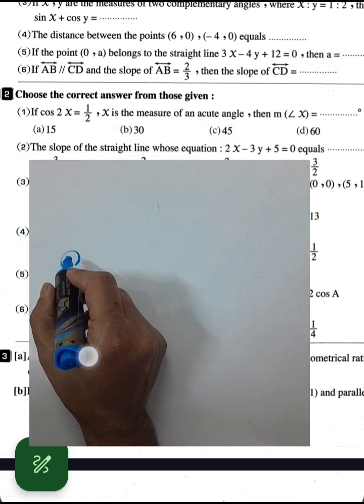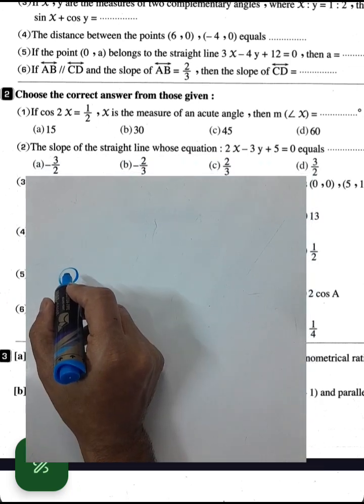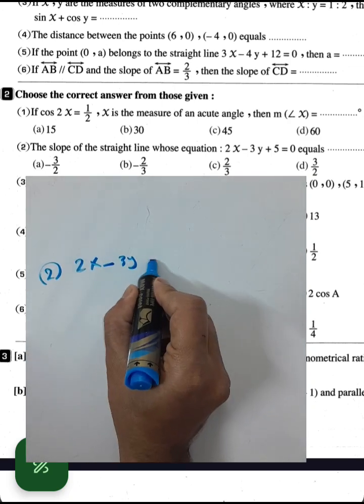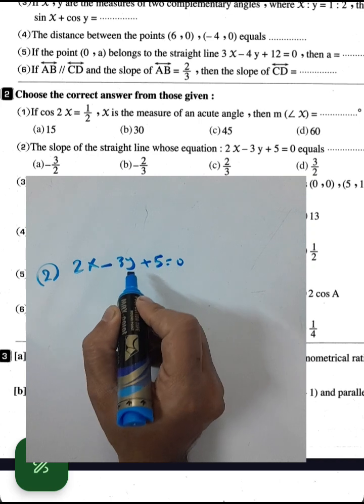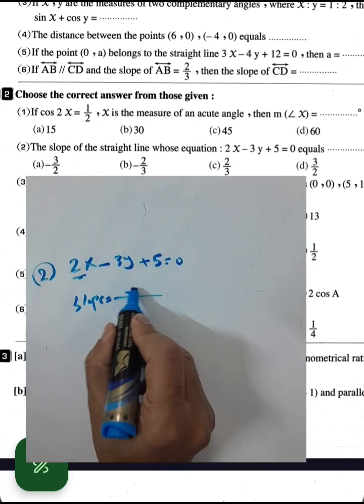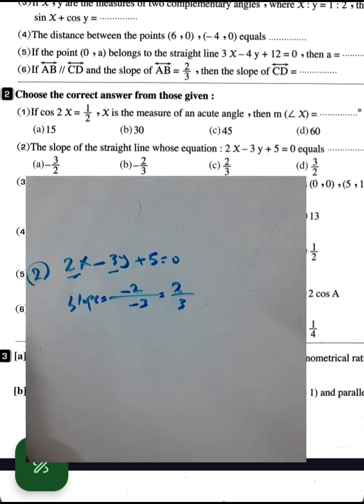Number 2, the slope of the straight line whose equation is 2x minus 3y plus 5 equals 0. We can find the slope, negative coefficient of x over coefficient of y. The result will be 2 over 3.